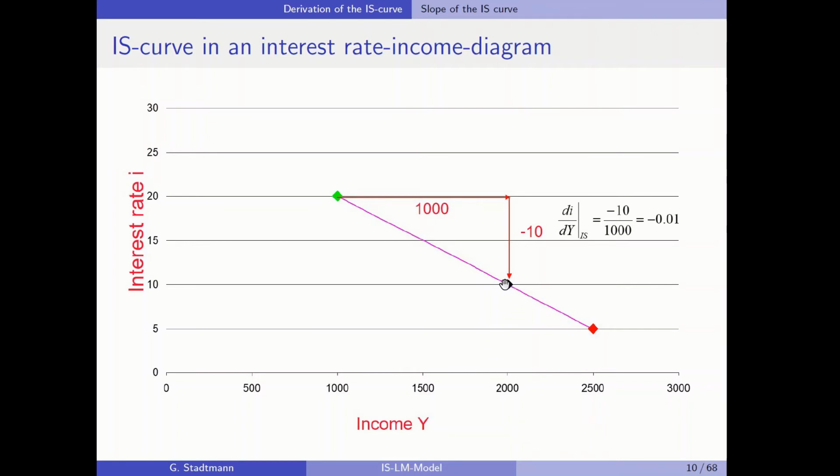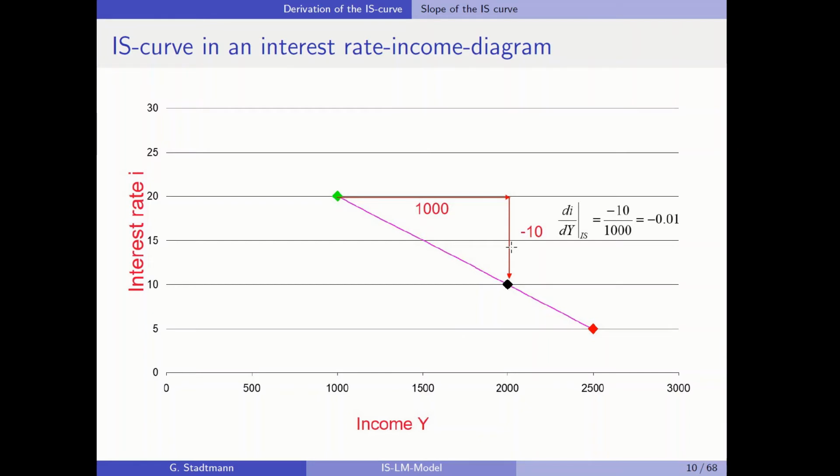First of all, we looked at this black scenario where the interest rate is equal to 10 and the equilibrium income level is equal to 2000. Then we had a look at the green scenario where the interest rate was equal to 20 and the equilibrium income level was equal to 1000. And we also looked at the last scenario where the interest rate was equal to 5 and the equilibrium level of GDP was equal to 2500. So these are the 3 different scenarios where the goods market is in equilibrium. And when we combine these 3 dots, then we get our first IS curve.